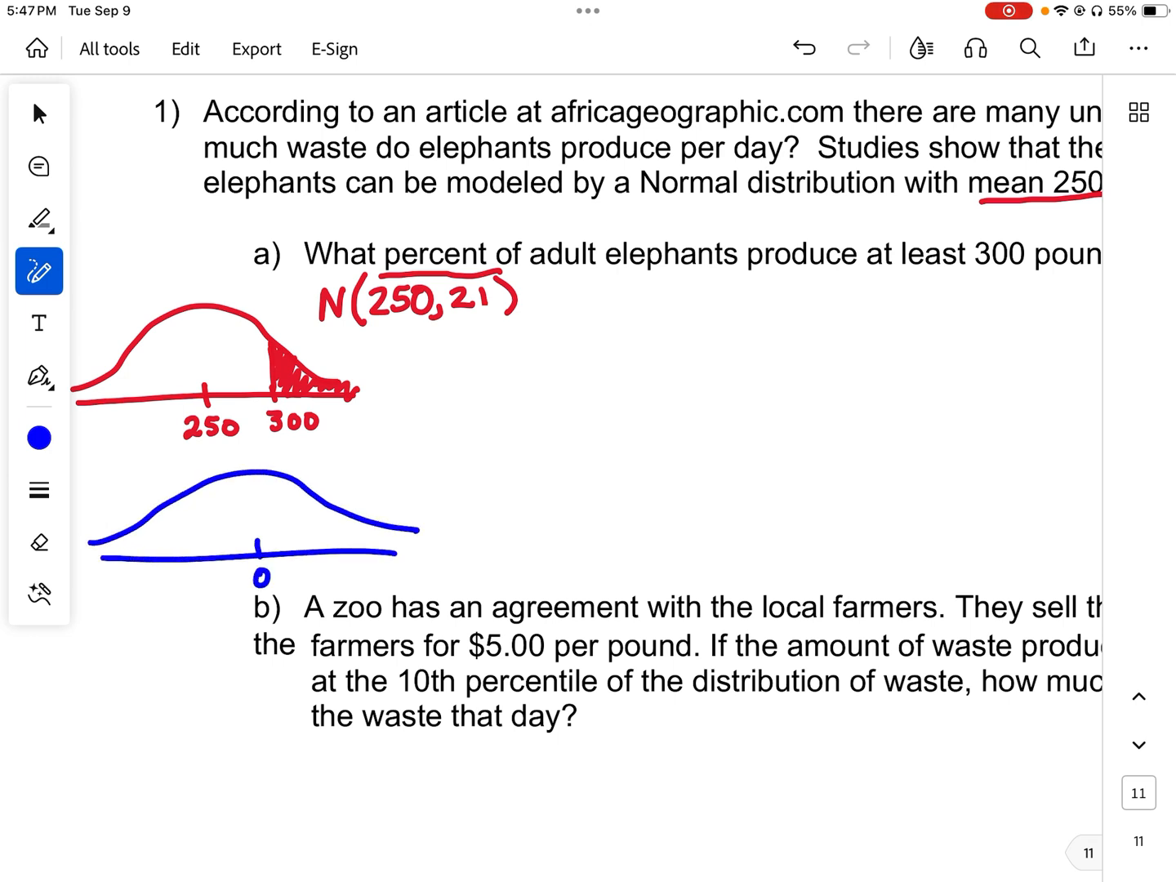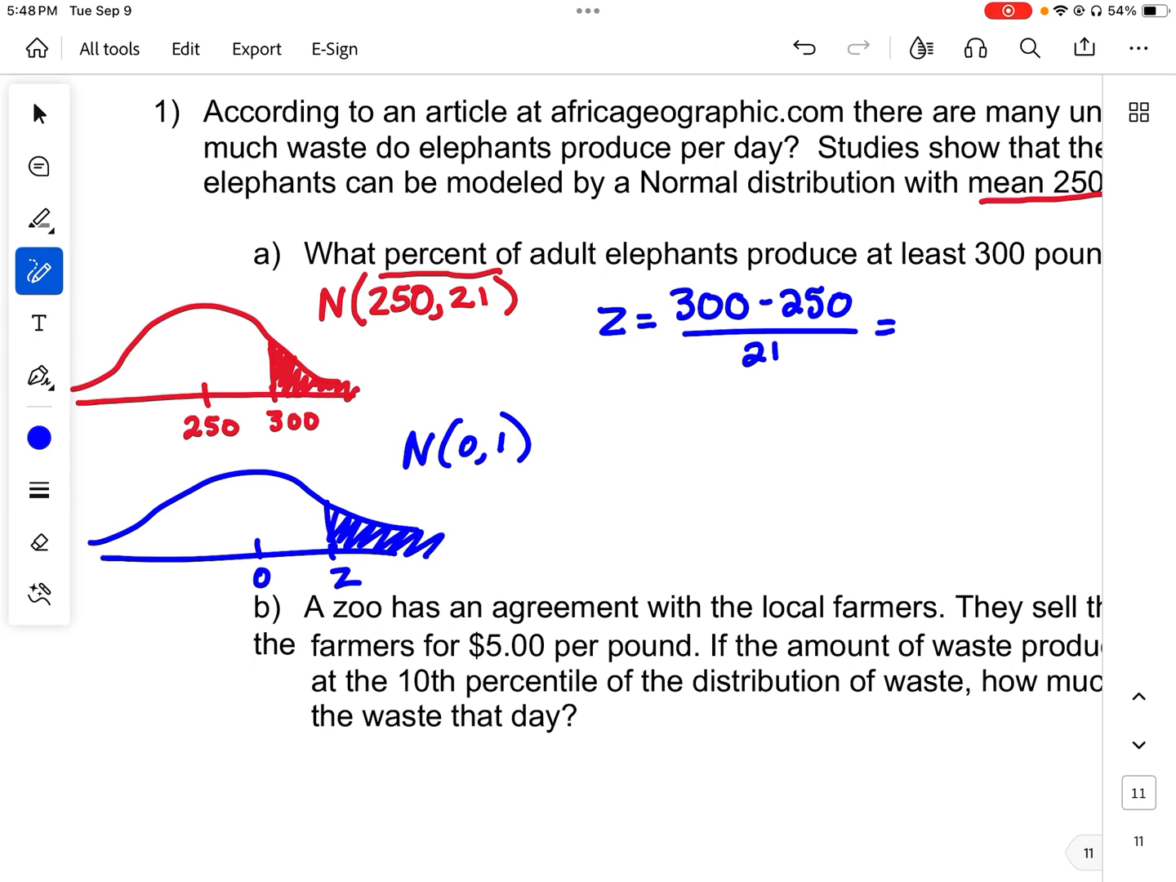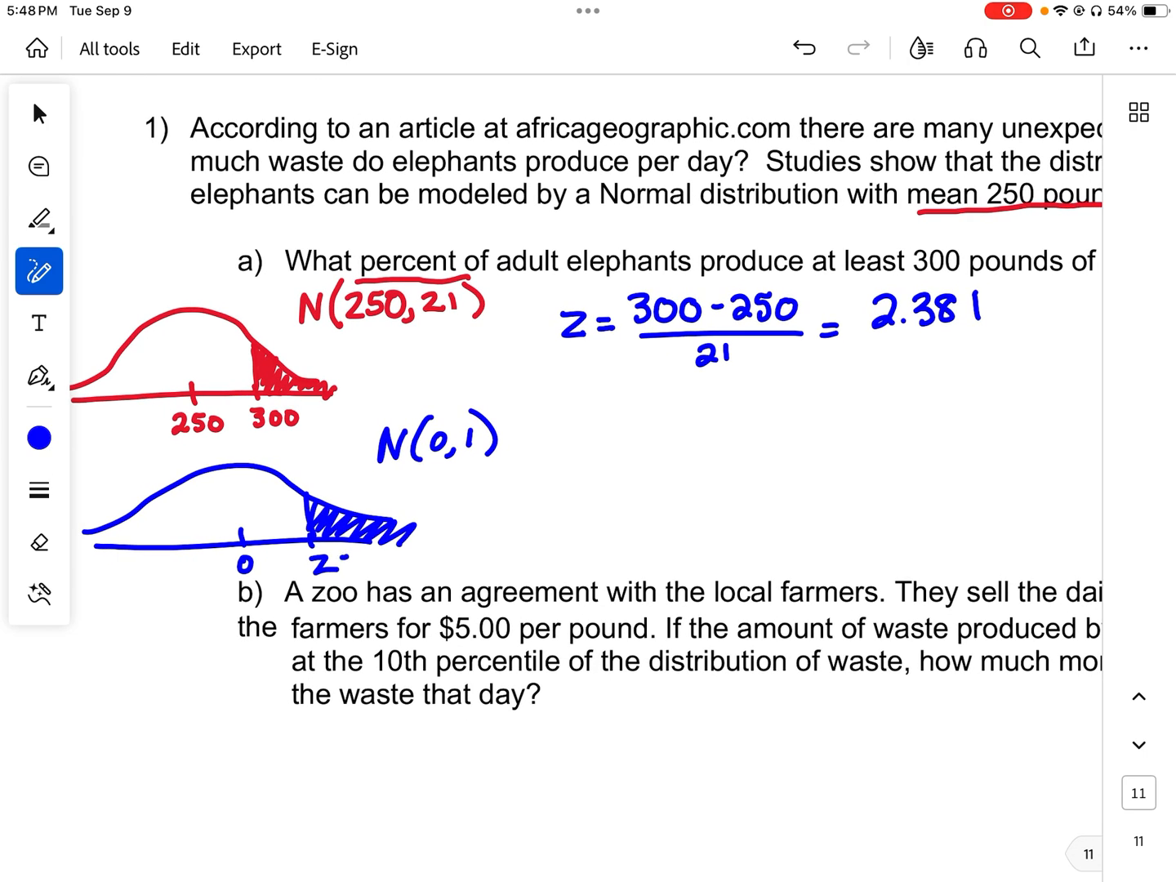So 0, and then our z is going to be here. We've got to find out what that z is. So we can write this as N(0, 1). So to find the z, we're going to convert using the formula: value minus mean over standard deviation. So the value is 300 minus the mean over standard deviation. Okay, 2.381, wherever you put it in the calculator. Okay, so that's that z-score. So I can go ahead and write it on my picture as well, on my drawing.